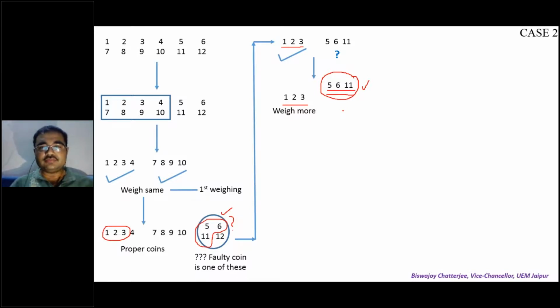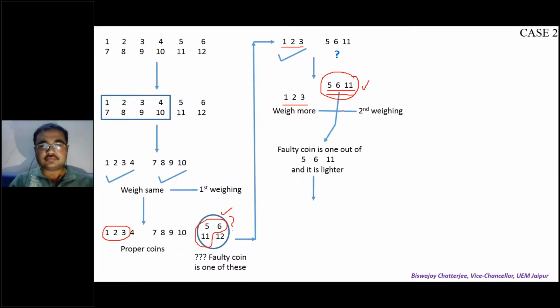Now what to do? That was your second weighing. So in one weighing you will have to tell which out of 5, 6, 11 is lighter. Second weighing done. Faulty coin is 1 out of 5, 6, 11 and it is lighter. What is the next step? Weigh any of these two.